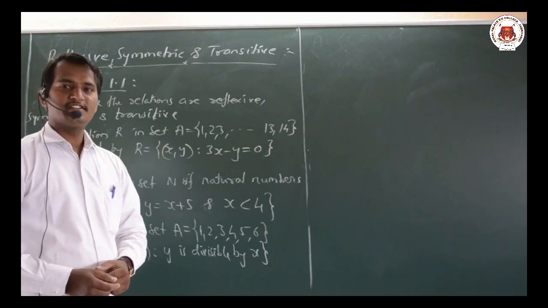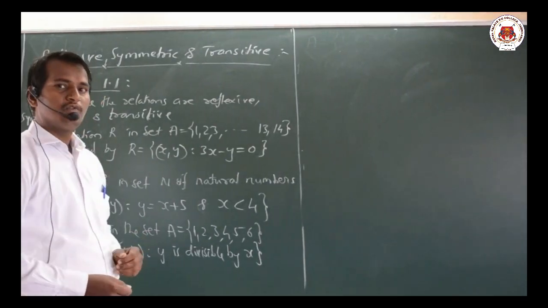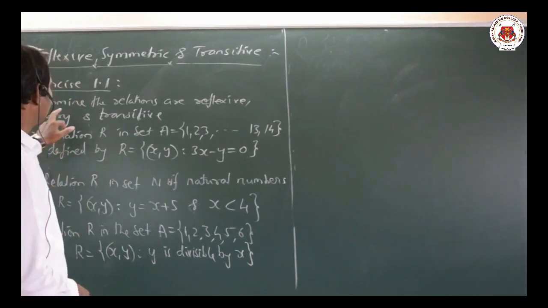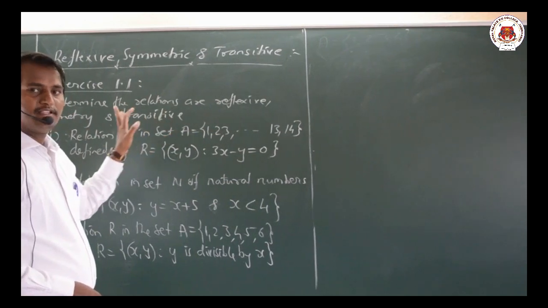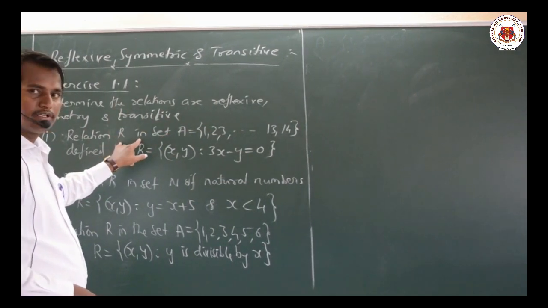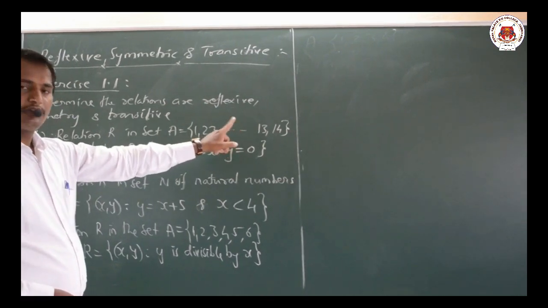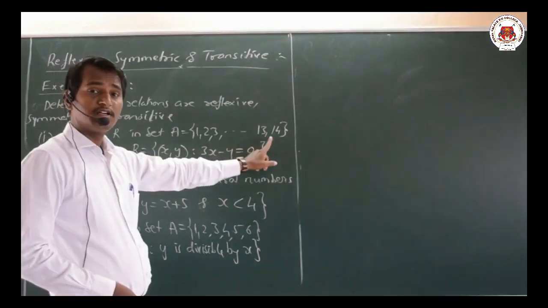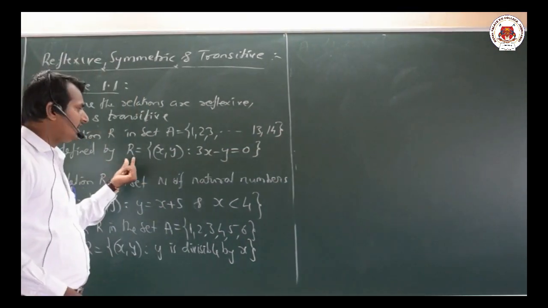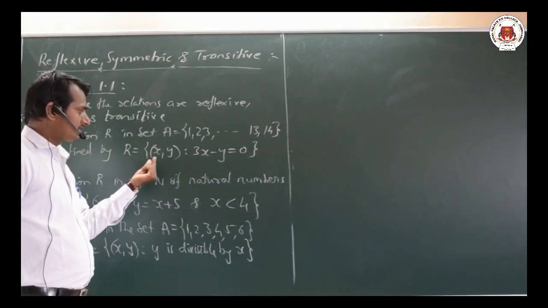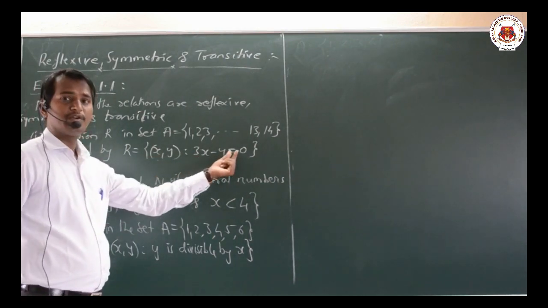Okay, dear friends, now let us start with exercise 1.1. The first problem, what does it say? Determine whether the relations are reflexive, symmetric and transitive. We are given the relation R in the set A equal to {1, 2, 3, ..., 13, 14}. That means 1 2 3 4 till 13 14 elements. Next, how is R defined? R is defined by (x, y) such that 3x minus y equal to 0.